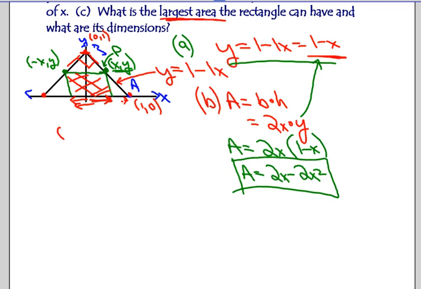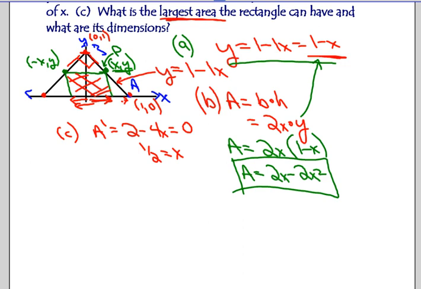So now part C, I will take the derivative, A prime, I get 2 minus 4x. I'll set that equal to 0. I'm looking for critical points. My derivative is defined everywhere, so I'm not worried about my derivative being undefined. And when I solve that, I notice that x equals 1/2.